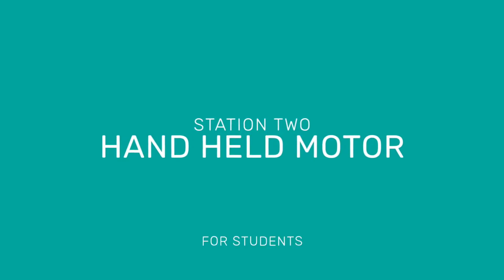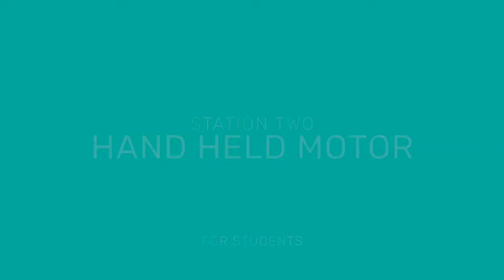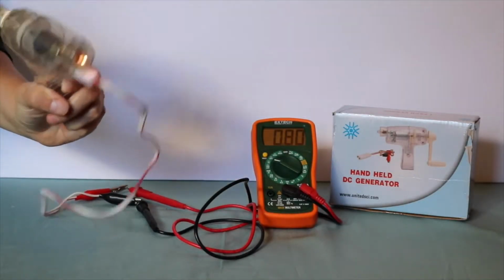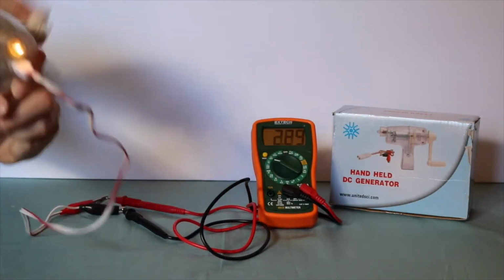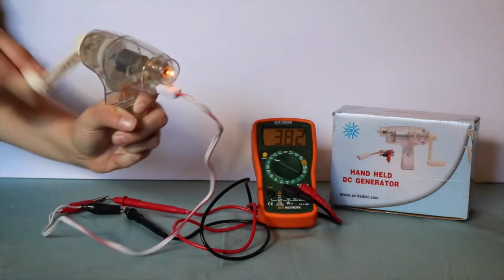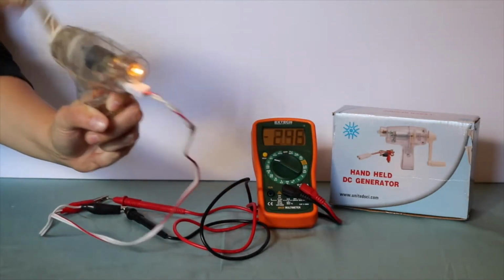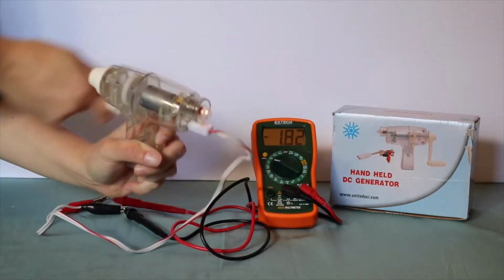2. Become an electricity generator with your handheld motor. Connect the motor to the multimeter to see how much electricity you are creating. What happens when you turn the handle slow or fast, forwards or backwards?